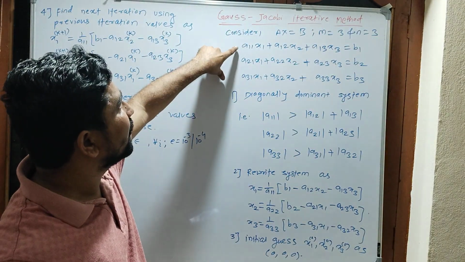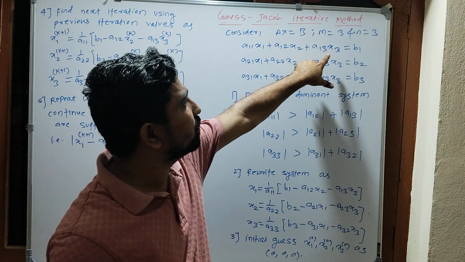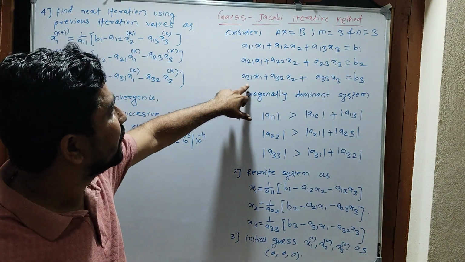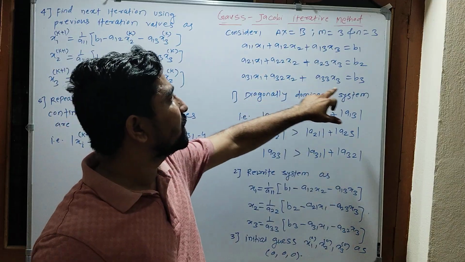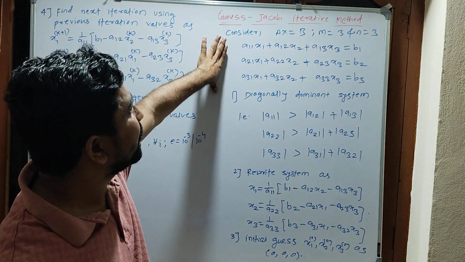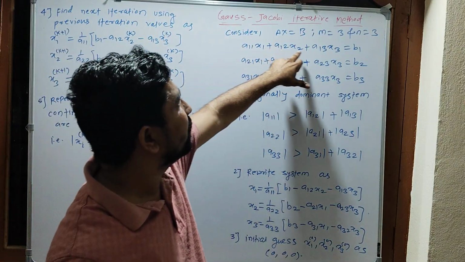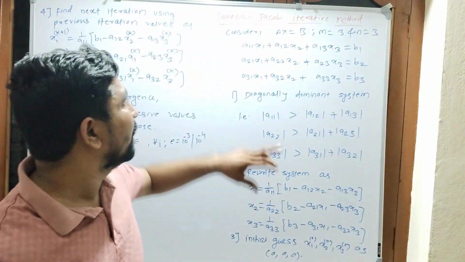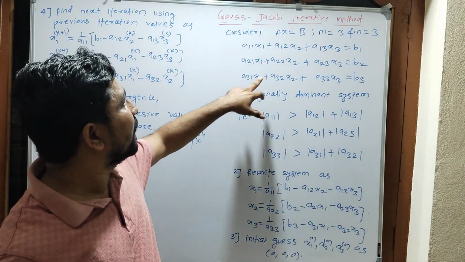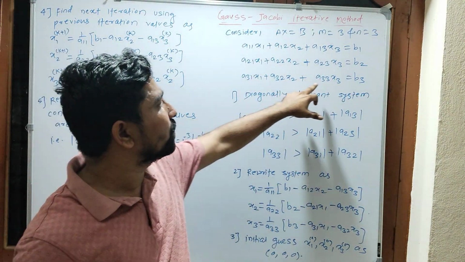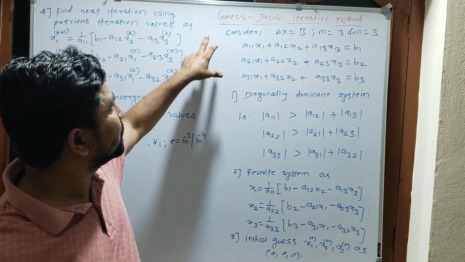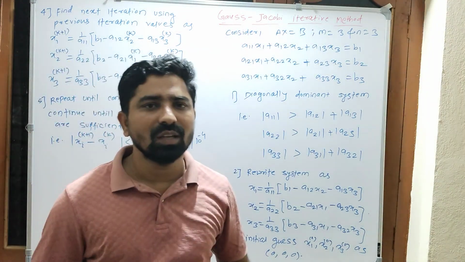So here are 3 equations: a11 x1 plus a12 x2 plus a13 x3 equal to b1. In this way, the second equation, and this is my third equation, a31 x1 plus a32 x2 plus a33 x3 equal to b3. Now all of you know the coefficient matrix of this system: the first row is a11, a12, a13, the second row is a21, a22, a23, and the third row is a31, a32 and a33.